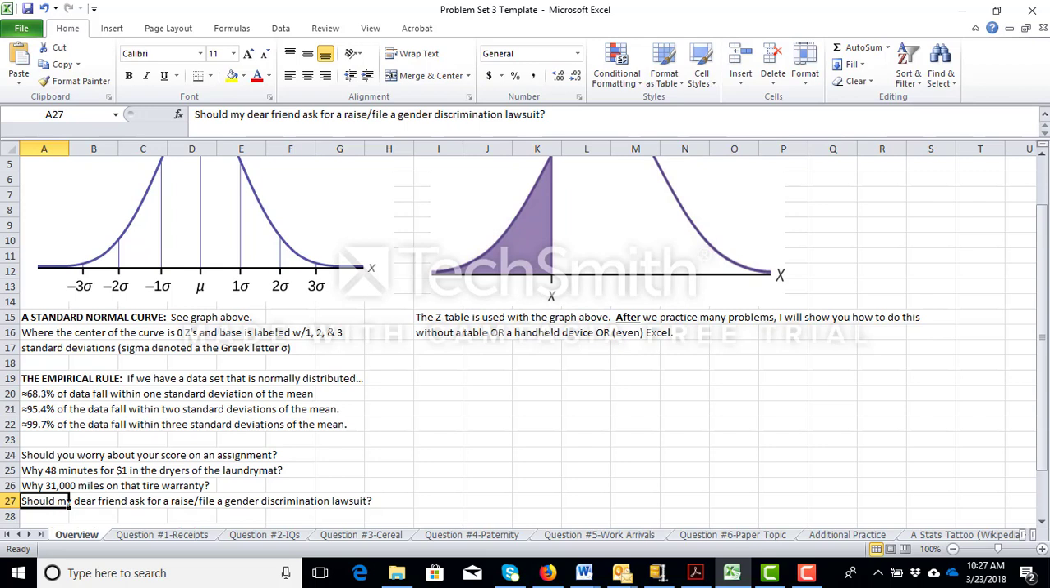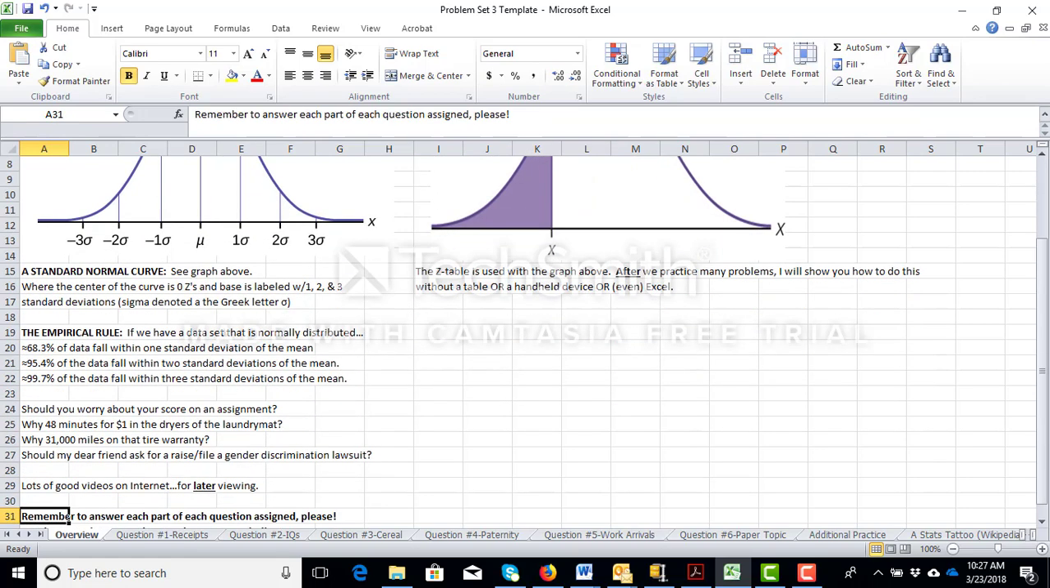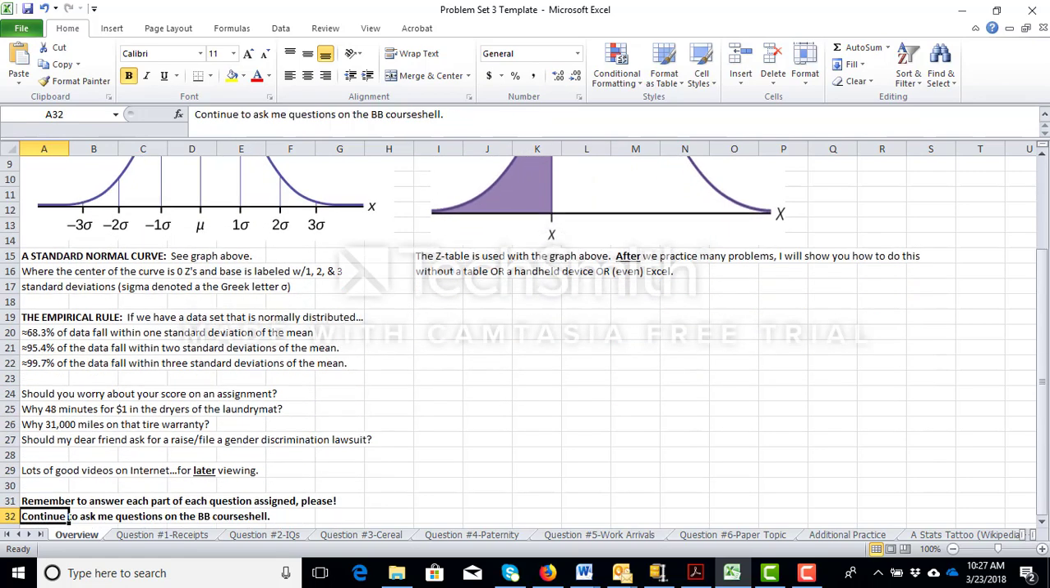So I really want you to appreciate that fact, and then step by step learn how we can use the standard normal curve and normal distributions to inform our judgments as businessmen and women. There are lots of good videos on the internet about this, but I'd ask that you do that for later viewing. Stick close to what I put on the course shell so as to avoid related confusion. Remember to answer each part of each question assigned, please.